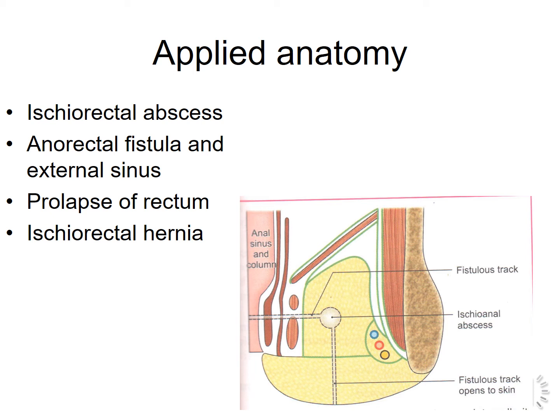Sometimes the pelvic organs can herniate through this gap into the ischiorectal fossa, resulting in something which is known as ischiorectal hernia. So this was the applied aspect related to the ischioanal fossa.